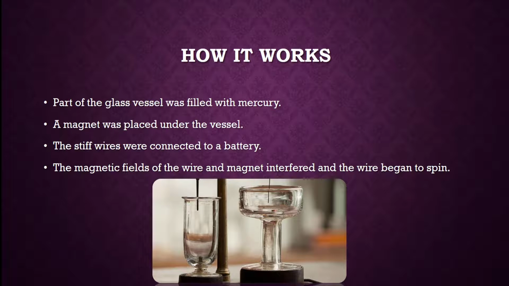So how it works: part of the glass vessel was filled with mercury. A magnet was placed under the vessel, and the stiff wires were connected to a battery. The magnetic fields of the wire and magnet interfered, and the wire began to spin. And I'll actually be showing you a video of this in a moment.